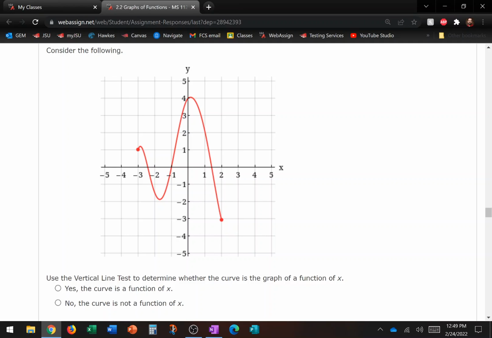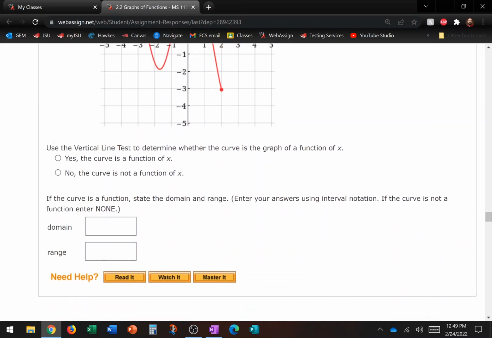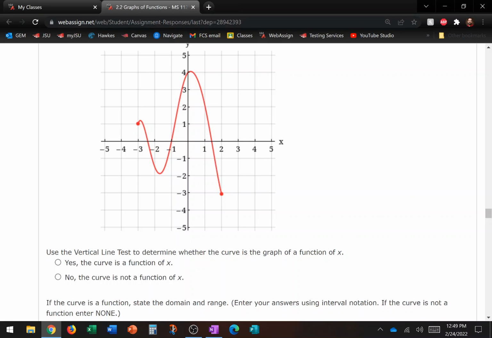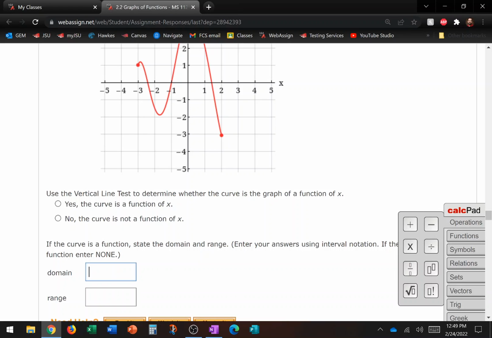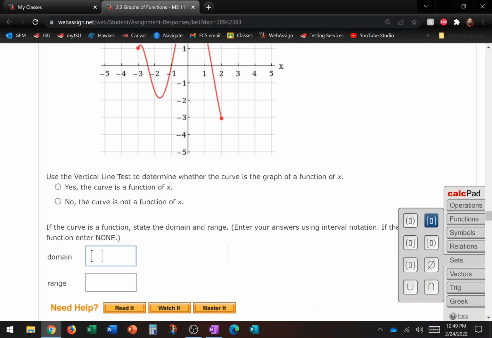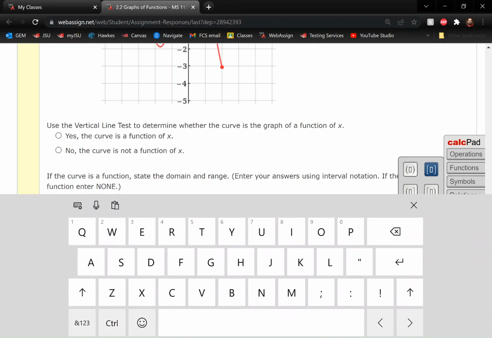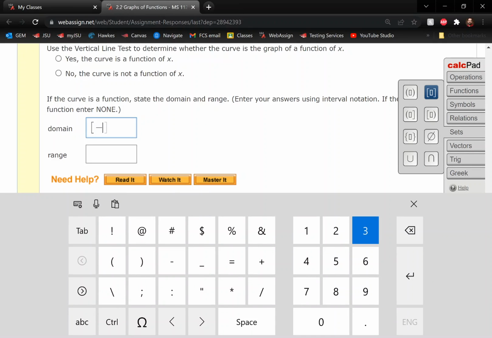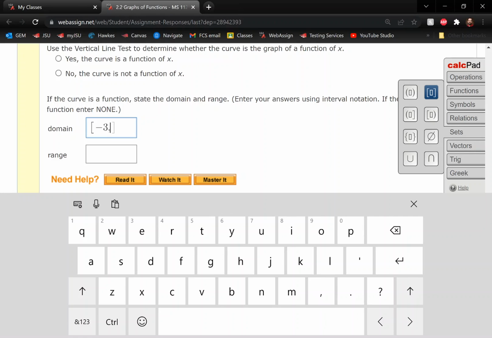On this one, all you have to do is look at where the graph covers. For x values, we go from -3 to +2. So our domain is -3 to +2. We do have closed circles at both endpoints, so you include both endpoints. For putting it in interval notation, we're including both endpoints, so we would have brackets. So for that one, we would put in -3 to 2.